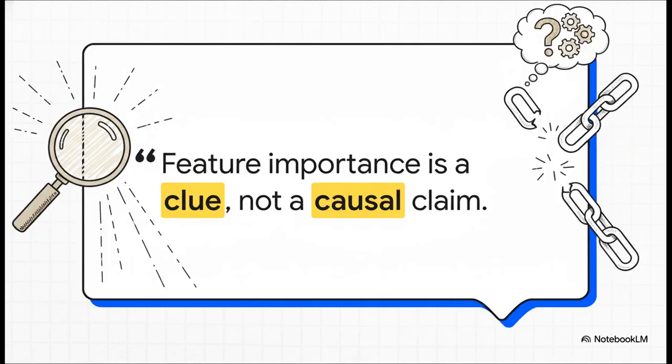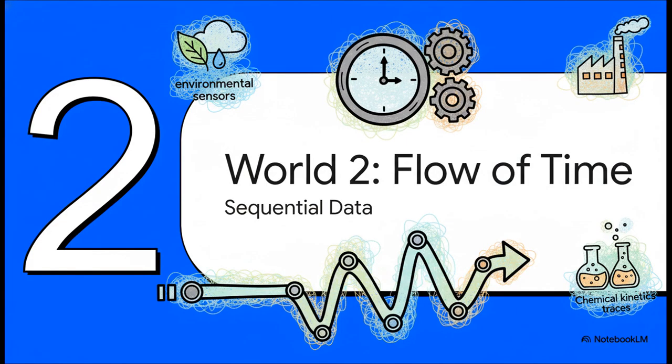But, and this is so important, here's a crucial piece of wisdom. Feature importance is just a clue. It is not a definitive scientific law. It shows us what's correlated, but it absolutely does not prove causation. It's our job as scientists, as thinkers, to take those clues and figure out if they actually make sense in the real world.